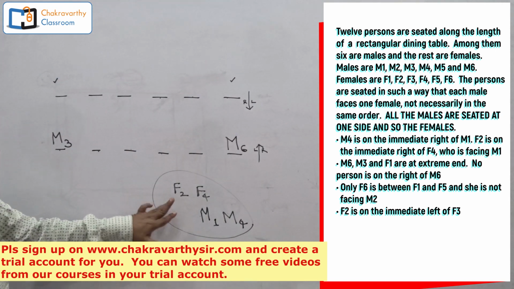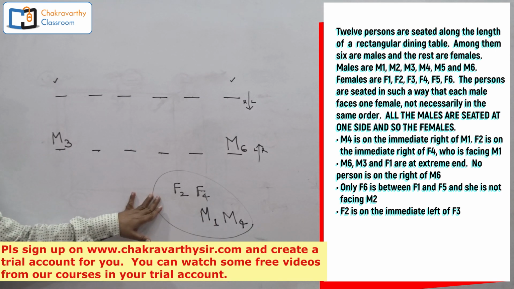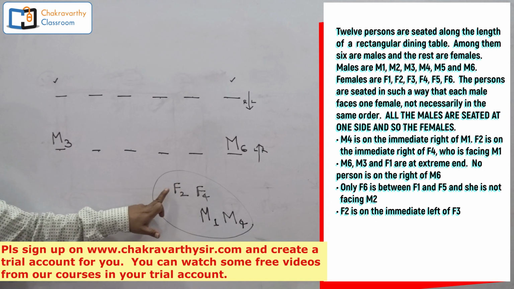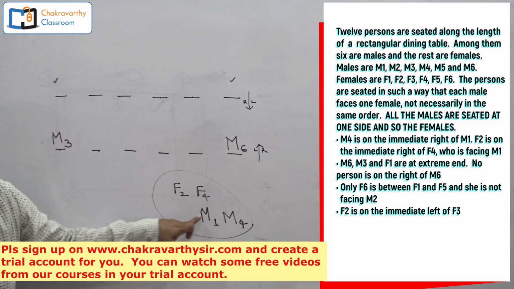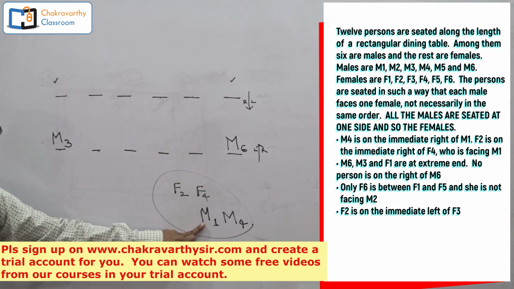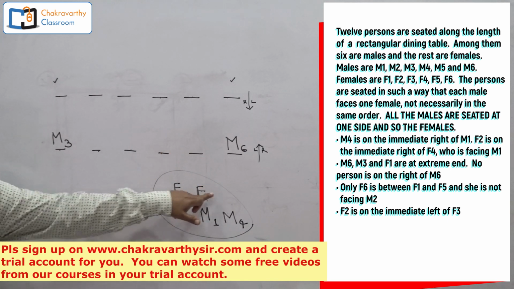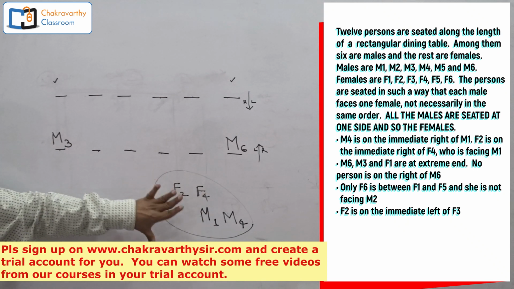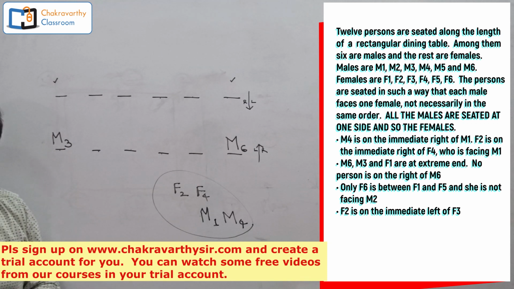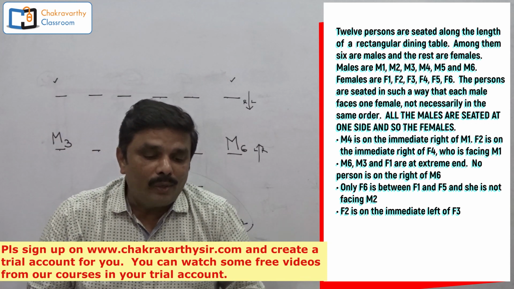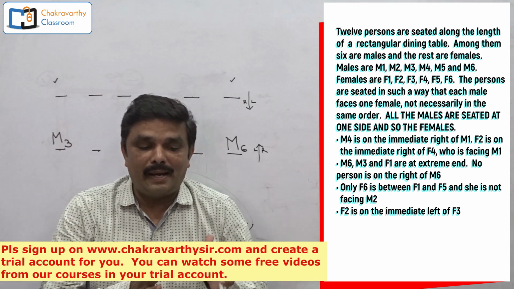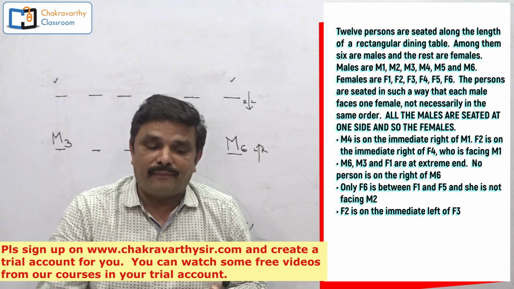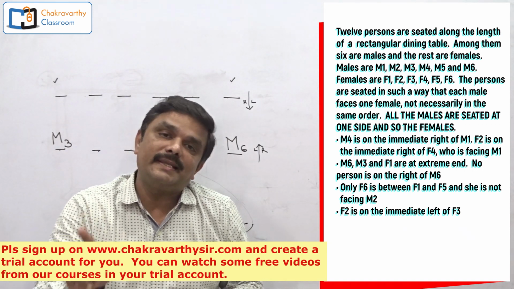But the clue we got gives no direct or indirect information about F1, because here I am talking about F2 and F4. If you place F2 and F4 correspondingly, M1 and M4 should be done, and vice versa. There is no information given about F1 in the given clue. That's the reason why I am going for the other clue. What's the other clue they have given? Only F6 is between F1 and F5. F6 is between F1 and F5, and she is not facing M2.